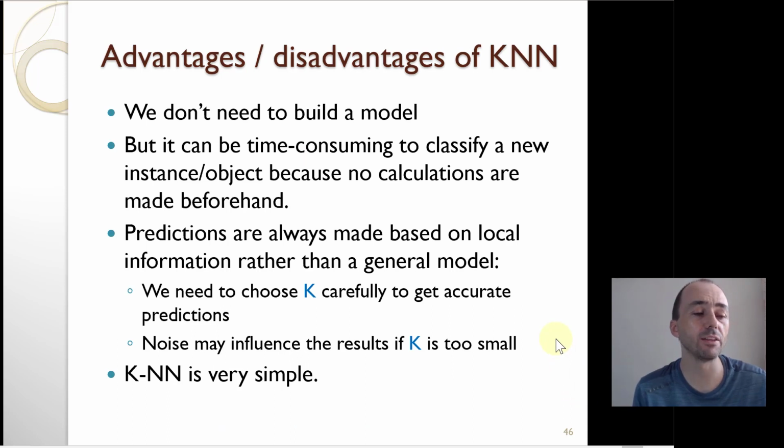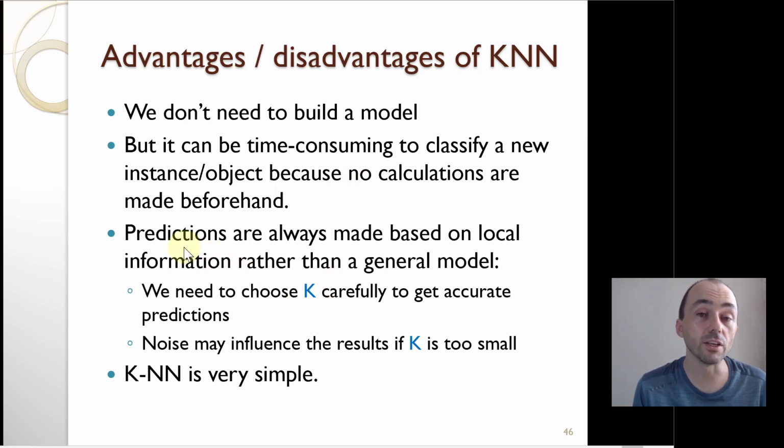So I explained KNN today. What are the advantages and disadvantages of KNN? First, we don't need to build a model, but it can be time consuming to classify a new object because we don't do the calculation before. If we want to do the prediction, we need to find the closest neighbors, and this will take some time. We need to scan the data and so on.